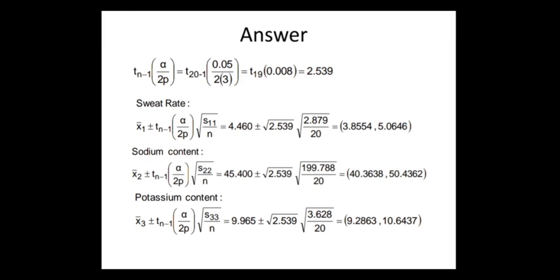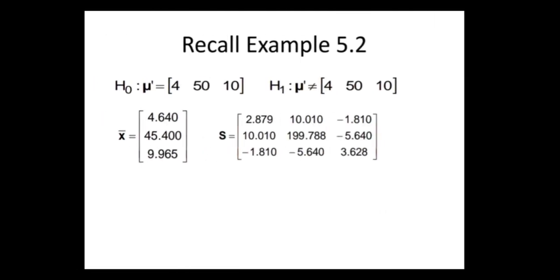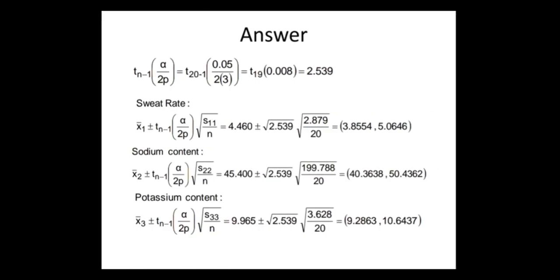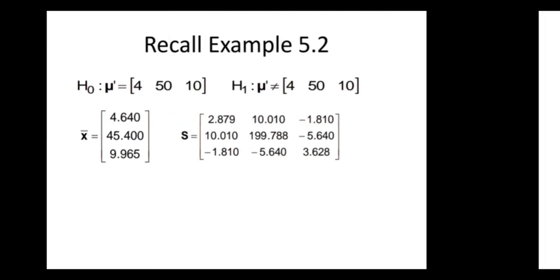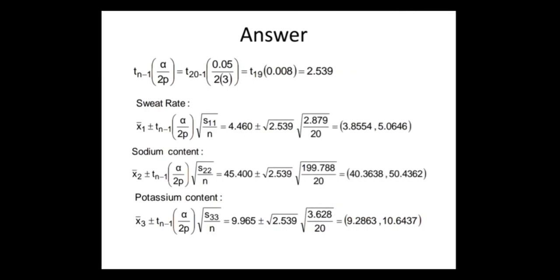Okay, let's see. Sama juga, you can interpret the value of confidence interval macam biasa. So kalau kita tengok here, 4 termasuk juga kan in the interval. 50 is included in this interval, and value 10 is included in the interval, so we can make the same conclusion that the mean vector is a possible value for the population mean.